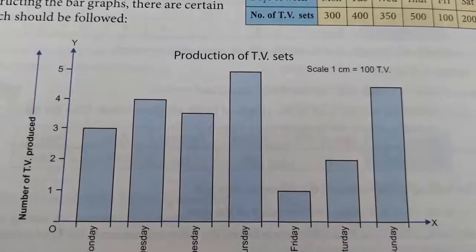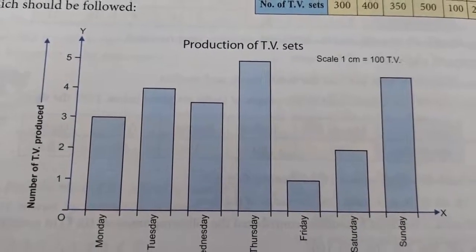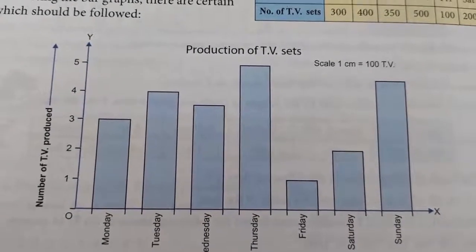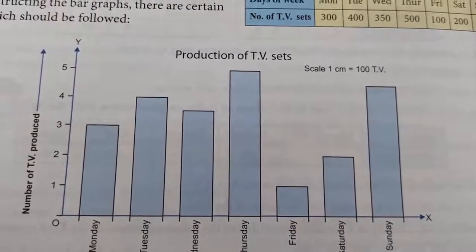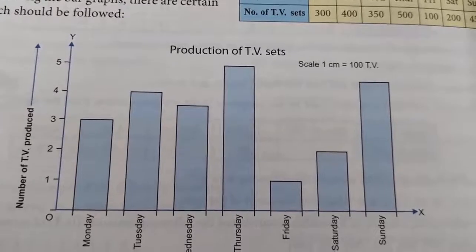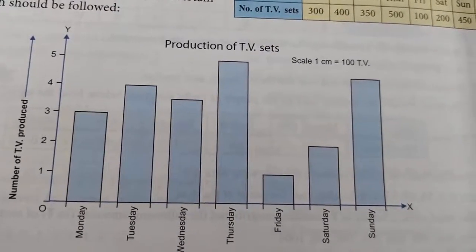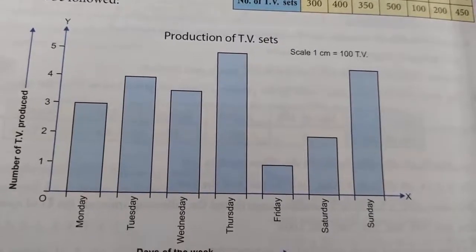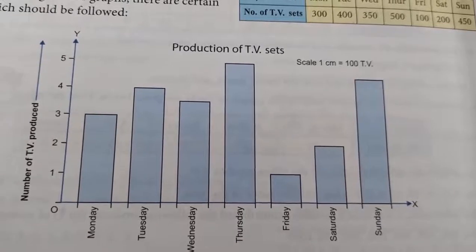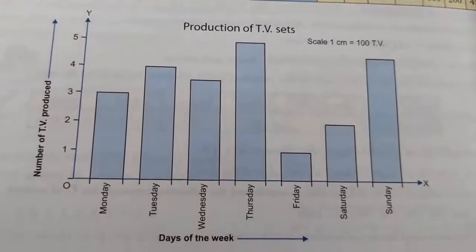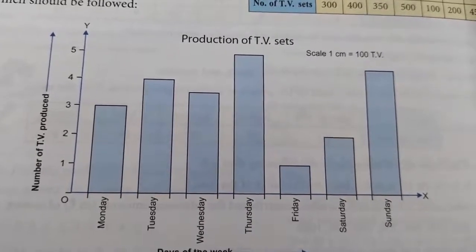So the first one is 100. Second one 400. That is Monday 300, Tuesday 400, Wednesday 350, Thursday 500, Friday 100, Saturday 200, Sunday 450 TVs. The manufactured days of a week are on the x-axis, and the number of TVs produced is on the y-axis.